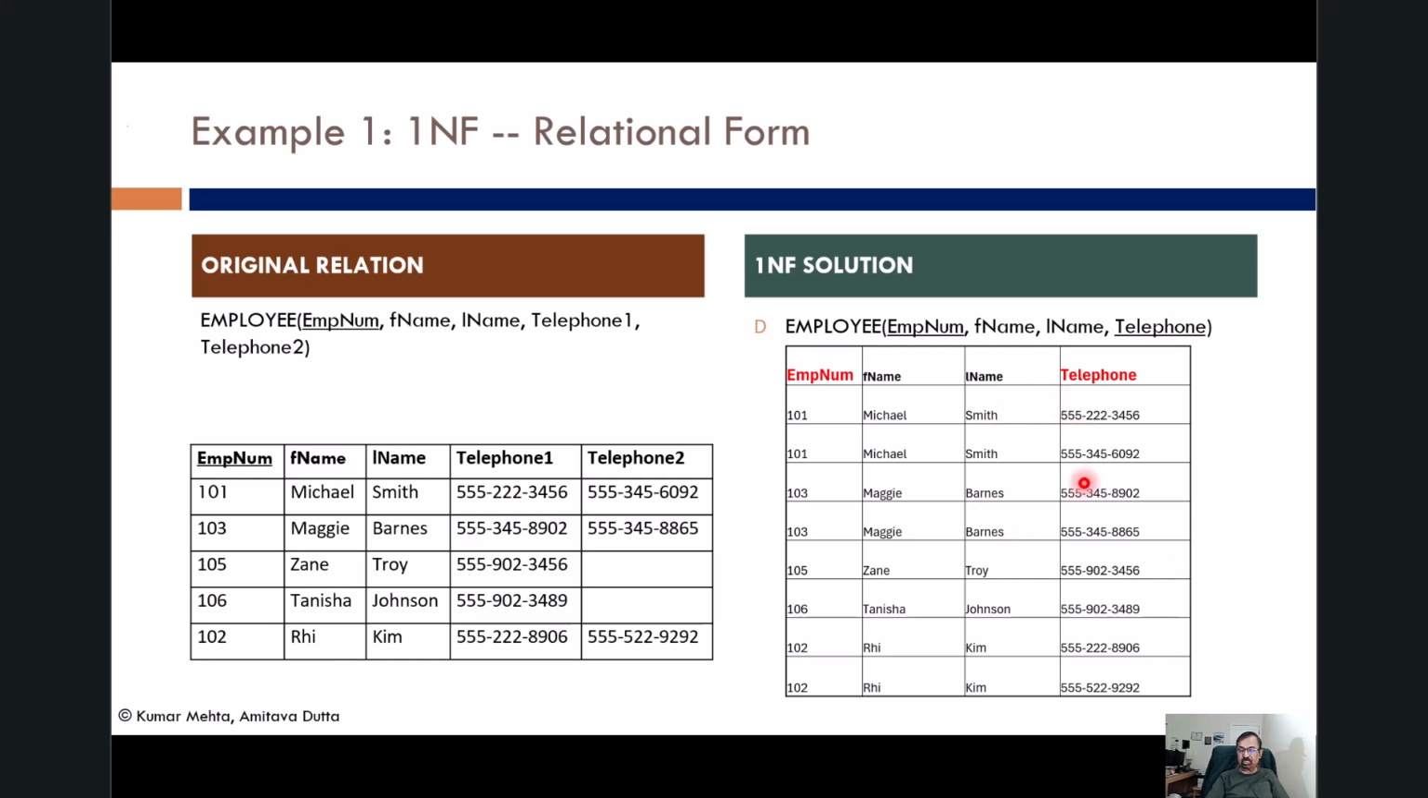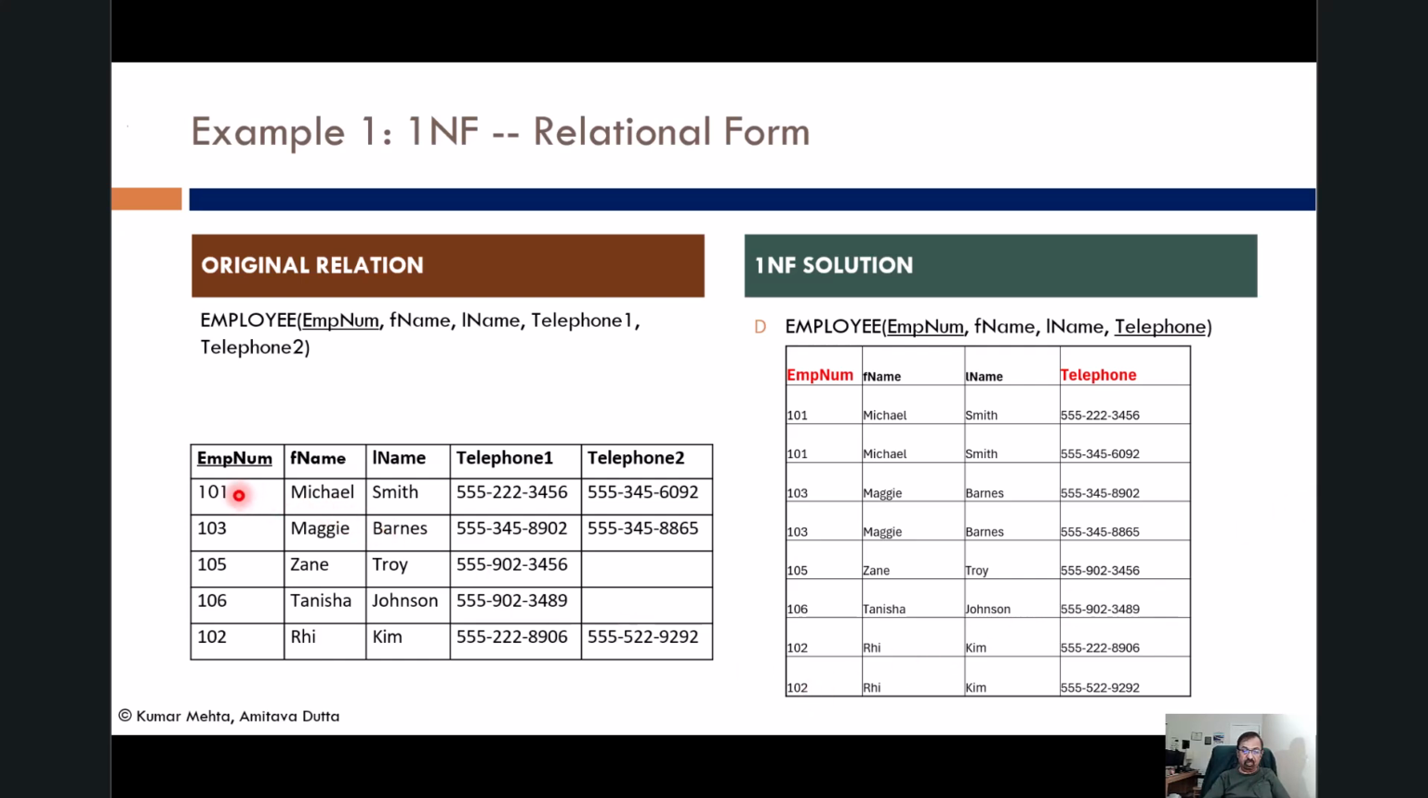But now, once I have removed the repeating group, if Michael Smith happens to get a new telephone number, all I have to do is insert a new record into this particular table. Okay. So we have cleaned up the structure to take care of repeating groups, because I don't know how many times the repetitions might occur. But in the process, I have complicated the primary key.